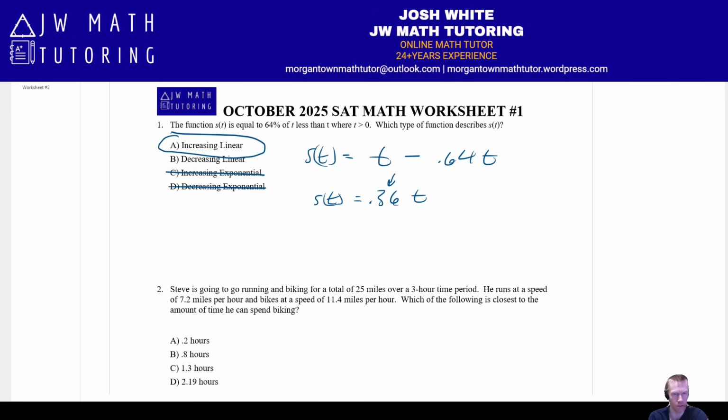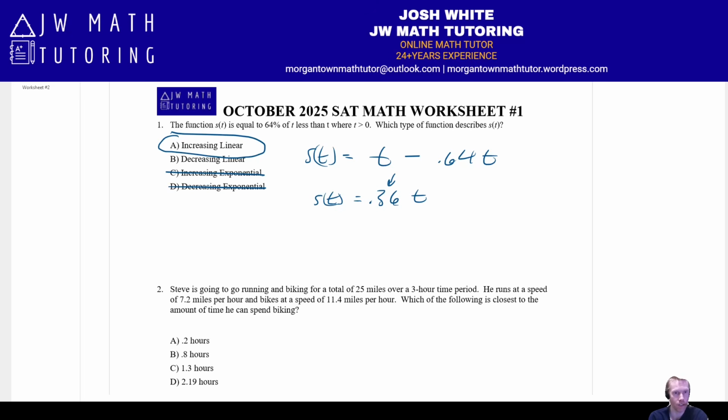Note that the t is greater than 0 part technically doesn't really apply or isn't needed for linear functions, but you would need it for exponential functions. So that's just thrown in there in case it would be an exponential function, but in this specific instance, it is not.